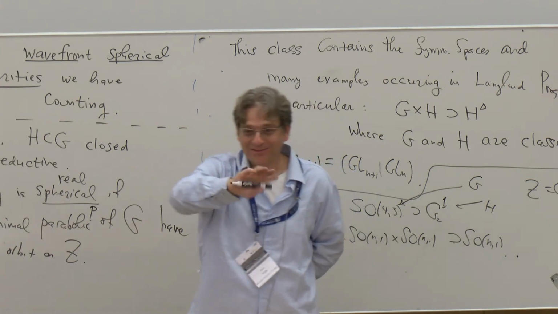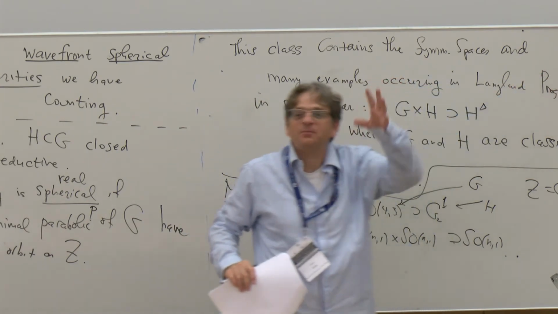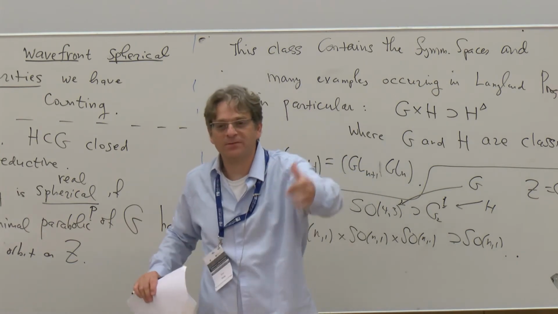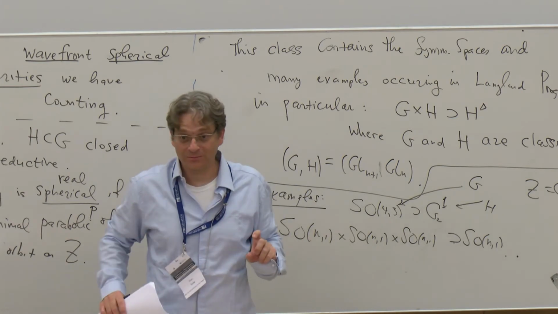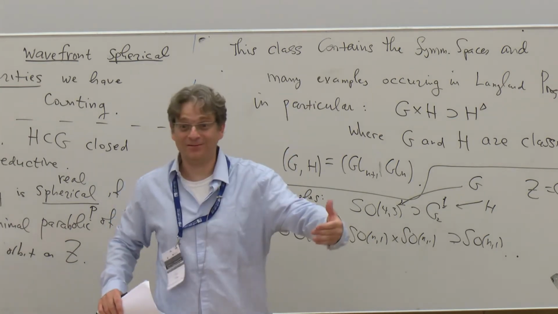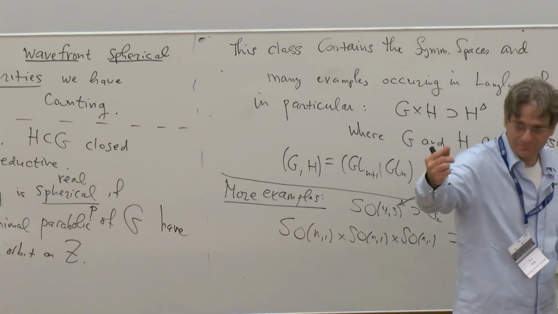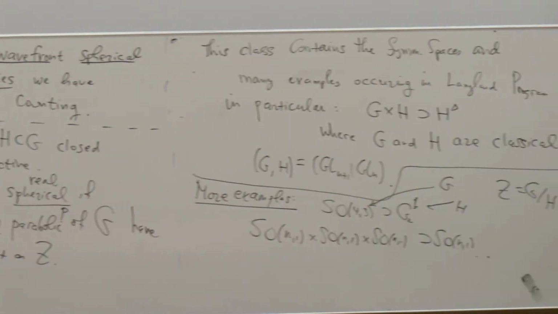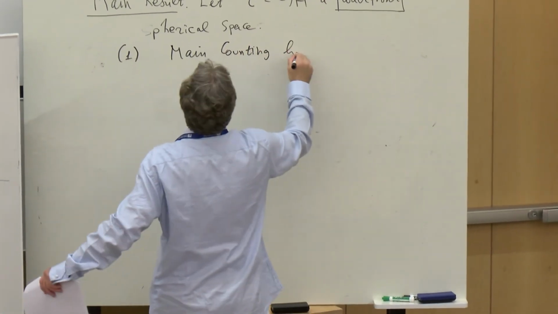Just a second. This you followed. A wavefront space, a spherical space, is a space for which such a polar decomposition exists. This can be described in terms of its roots, so one can produce a list. Why wavefront? In a second. So the theorem: main counting holds. This you have already seen. This was theorem 1.